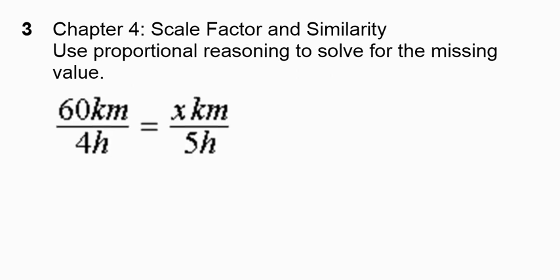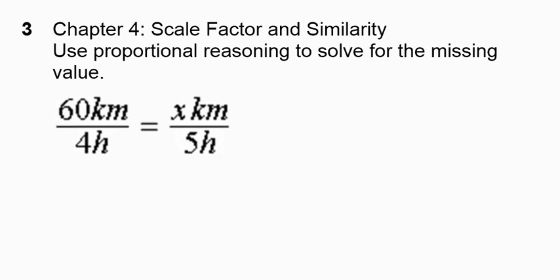Question 3 comes from chapter 4, and I know none of us have done chapter 4 this year on scale, factor, and similarity. But what we've done is we've taken a question from last year using proportional reasoning. Because scale, factor, and similarity, or chapter 4, uses proportional reasoning to solve a lot of the questions in that chapter, we're going to reach back all the way to grade 8 and ask you to solve this question: 60 kilometers in 4 hours is proportional to how many kilometers in 5 hours?